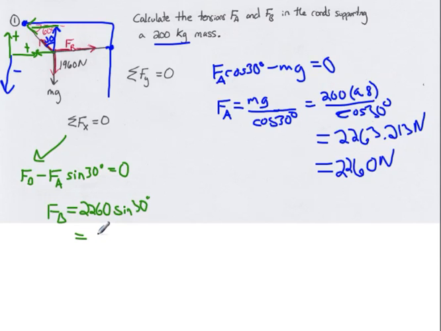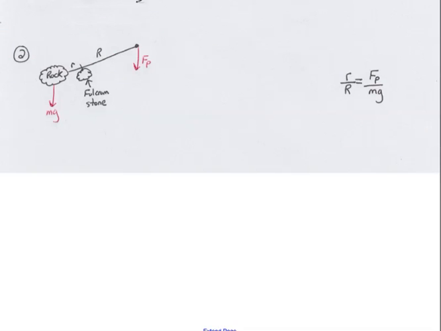I got 1130. Sine of 30 degrees, if you remember, is half, so it's half. And newtons, and there we go. Let's look at another problem.